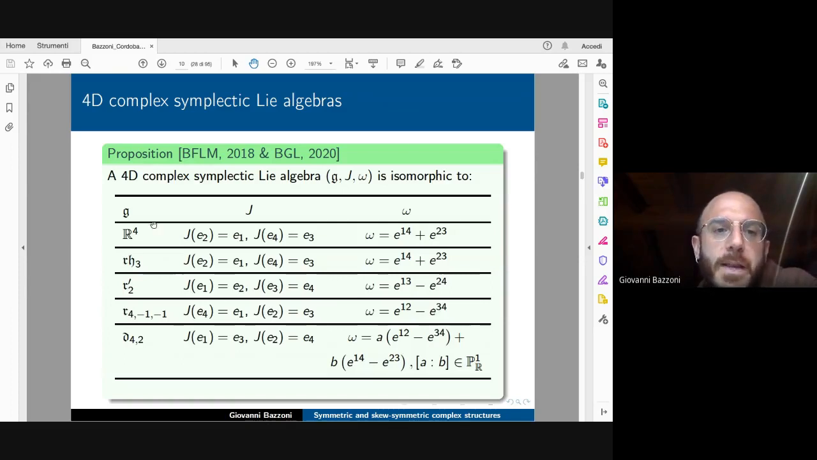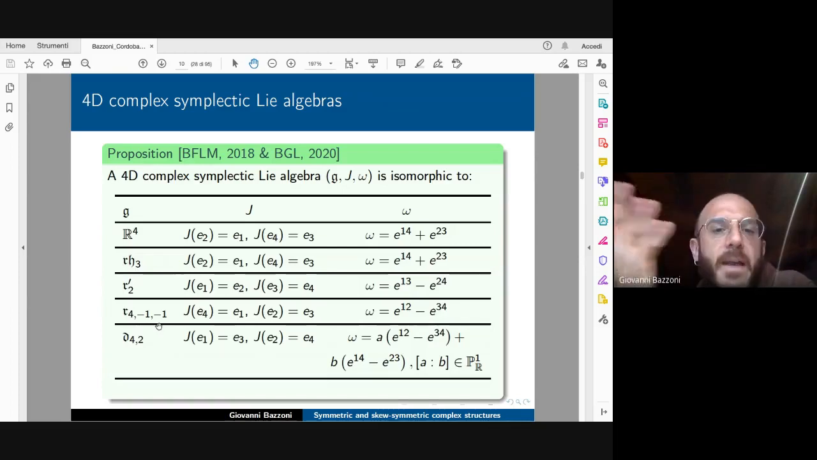So the first 2 Lie algebras turn out to be nilpotent, while R4 is, of course, abelian, and RH3 is the Kodaira-Thurston Lie algebra. So it's the sum of the Heisenberg algebra with a trivial factor. Okay, and these 3 Lie algebras are solvable, non-nilpotent.